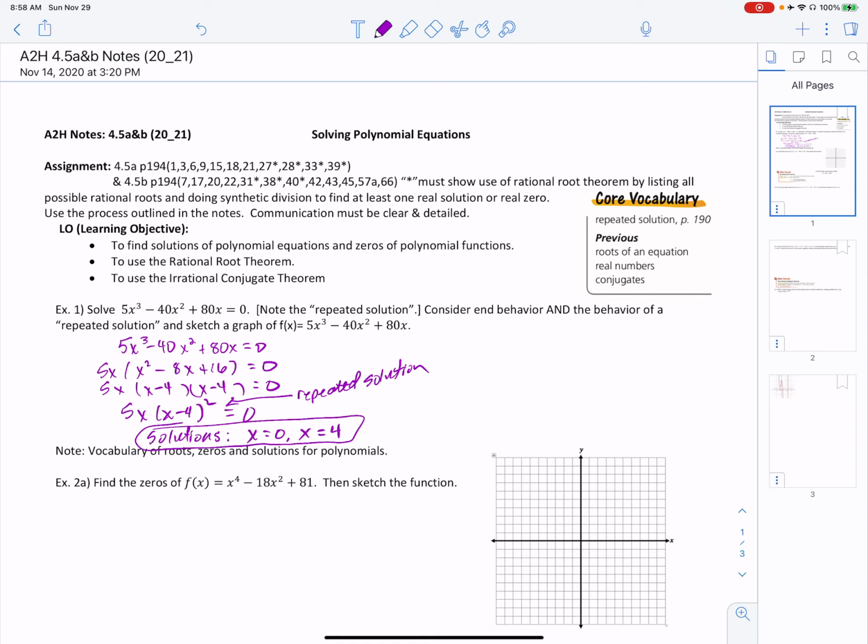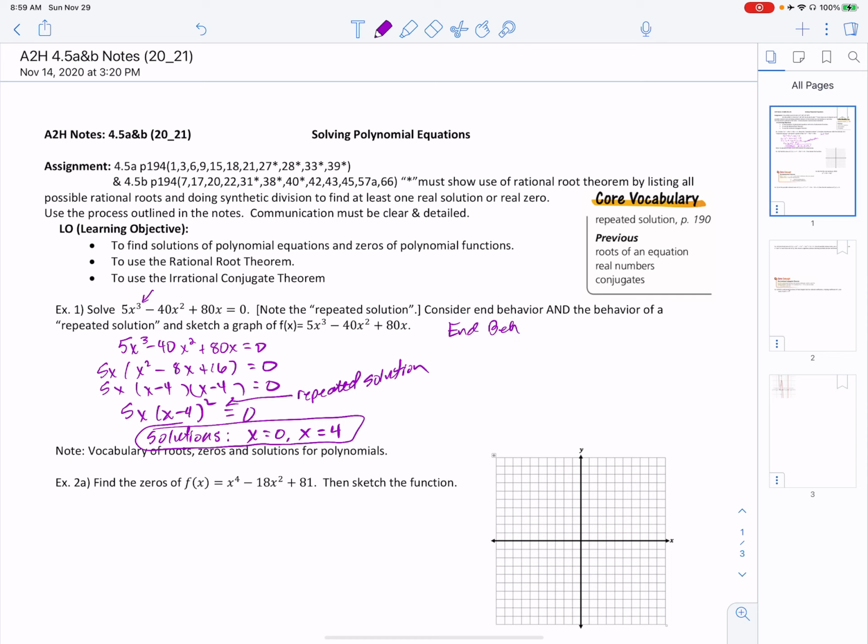And notice this was a 5x cubed. It's to the third power. So the 0 counts as one of the solutions, and the 4 counts as 2 solutions. That's what we're going to think of it, so that there's a total of 3 solutions since it's a polynomial of degree 3. And so then another thing that we've studied is end behavior.